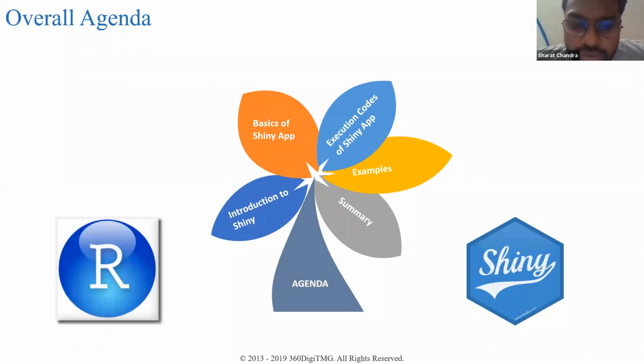So today we are going to cover these topics. We will start by introducing ourselves to Shiny. Then what are the basics that we need to understand about developing a Shiny app, execution of these codes, how do we develop a Shiny app, what are the various features, how do we deploy, and we'll look into a couple of examples. That would be pretty much what we are going to cover as part of today's webinar.